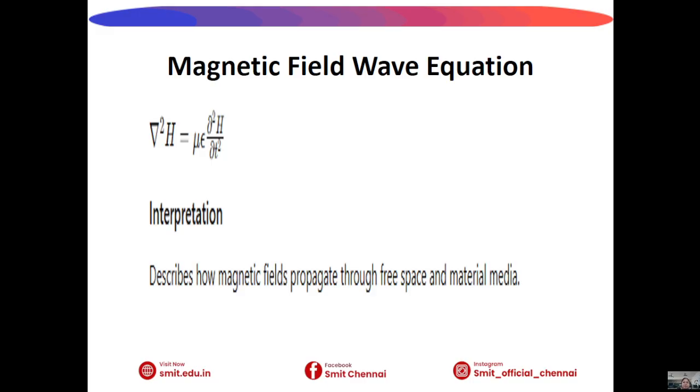Next we see about the magnetic field wave equation. Similarly, we can derive the wave equation for the magnetic field. That is del square H is equal to mu epsilon dou square H by dou t square. The magnetic wave equation has the same mathematical form as the electric field wave equation. This indicates that both the electric and magnetic fields travel together as components of the same electromagnetic wave. The propagation speed obtained from these equations matches the experimentally measured speed of light. This was the major confirmation of Maxwell's equations.